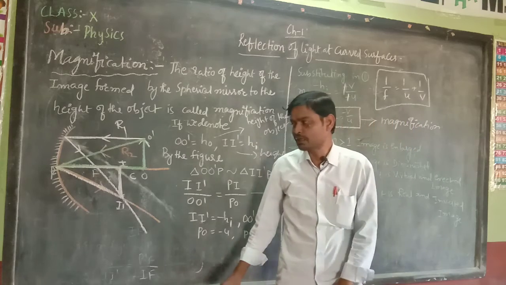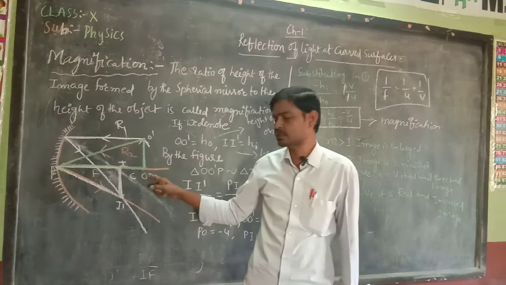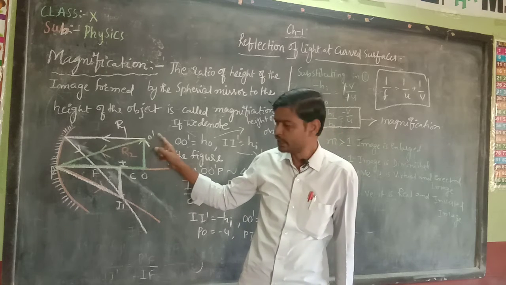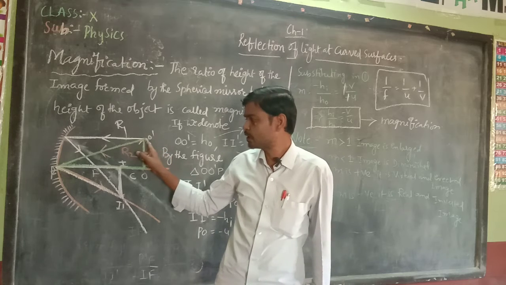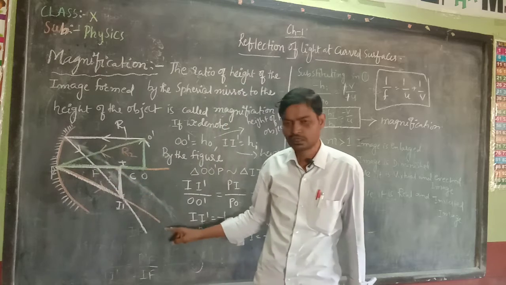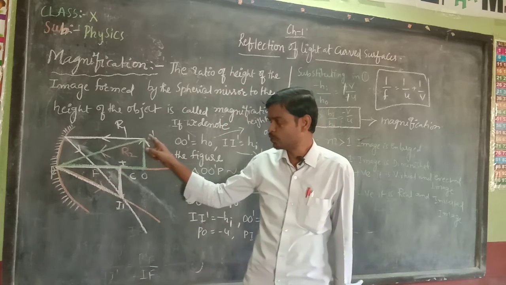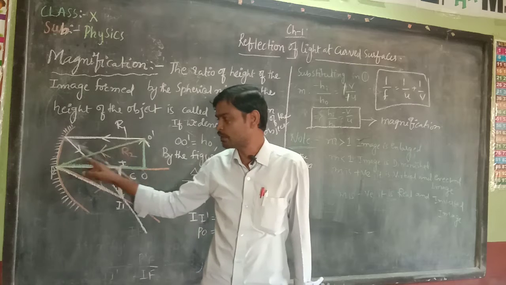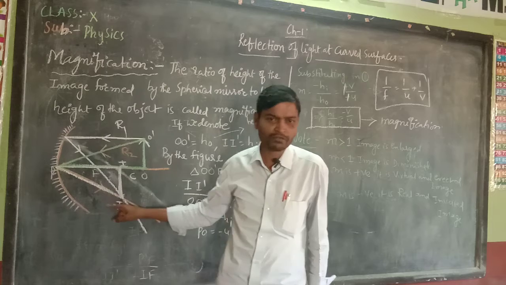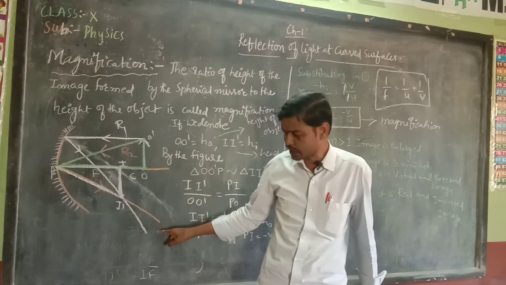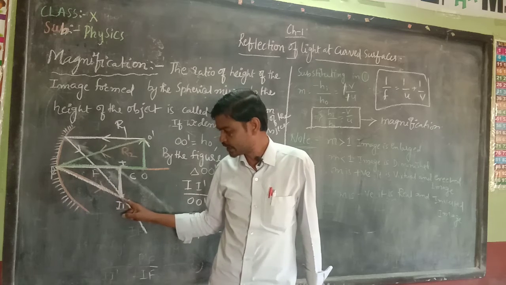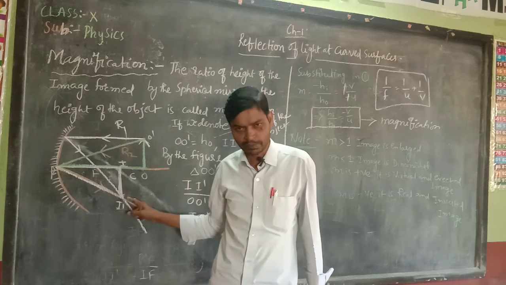So here I am considering an object placed on the principal axis, beyond the center of curvature. This is O dash, and an incident ray coming from O dash, parallel to the principal axis, after reflection passes through the focus. Another ray R2 makes some acute angle with the principal axis at the pole, and with the same angle it will be reflected in the other direction. These both reflected rays coincide at a point. This is nothing but the image.